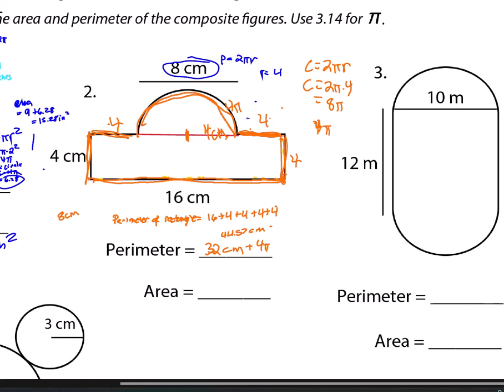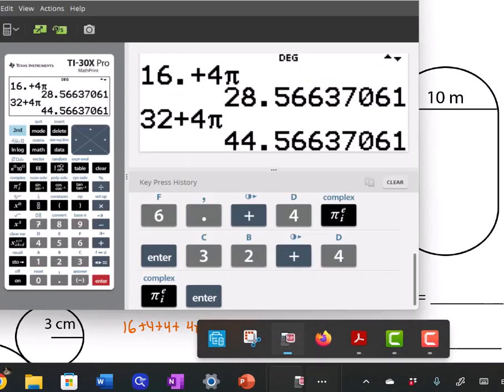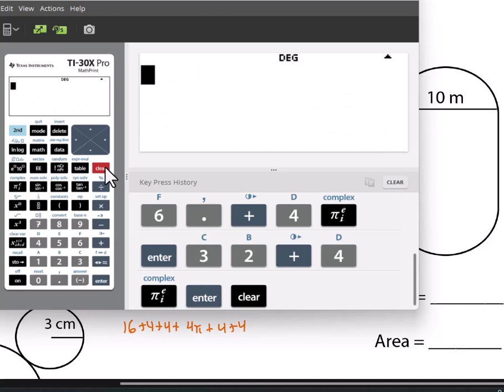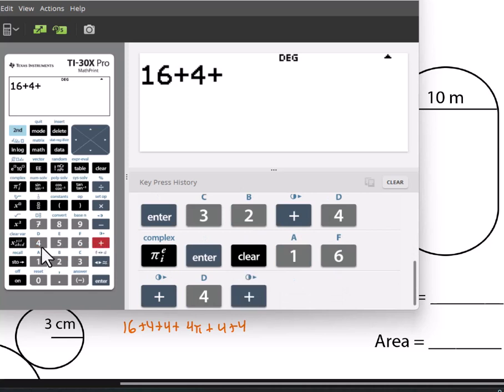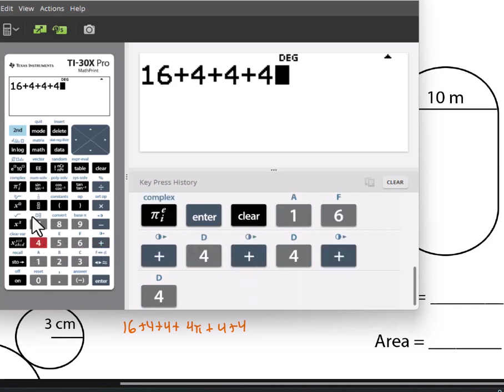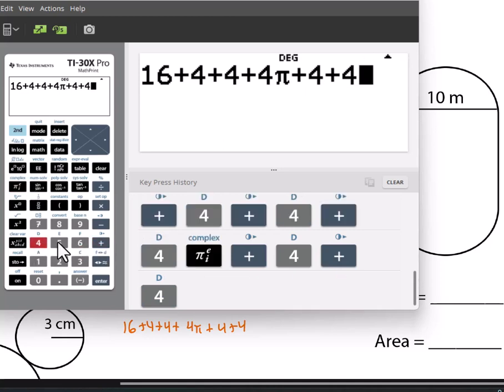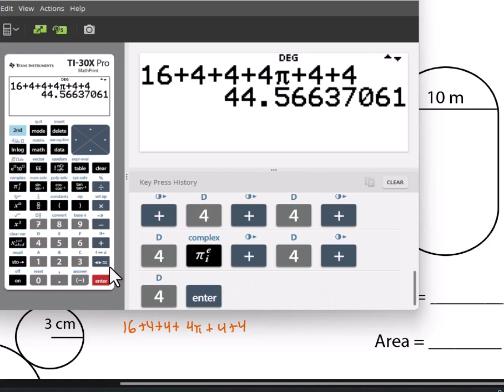So going all the way around, starting from this corner and going around clockwise, we have 16 plus 4 plus 4 plus 4 pi, because that's our circle, is 4 pi, plus 4 plus 4. Sixteen plus four plus four plus four pi plus four plus four is 44.56.